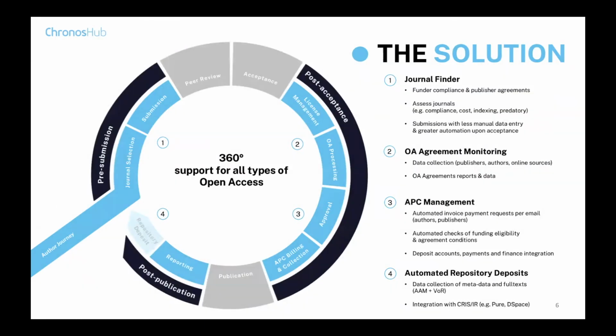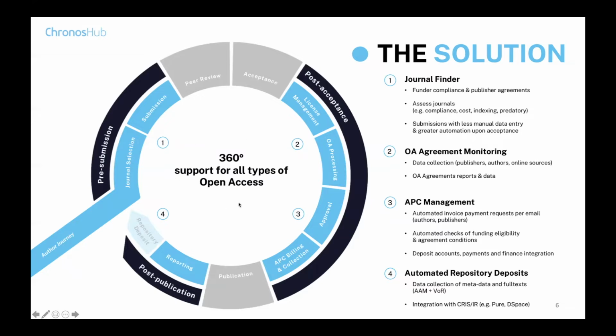The solution serves to automate as much as possible along the complete author journey. So in ChronosHub, authors can get guidance to select a journal. We facilitate submissions into the publisher's peer review systems. And then upon acceptance, we automate license management, open access processing, which sometimes includes approvals of various types, or APC billing and collection.